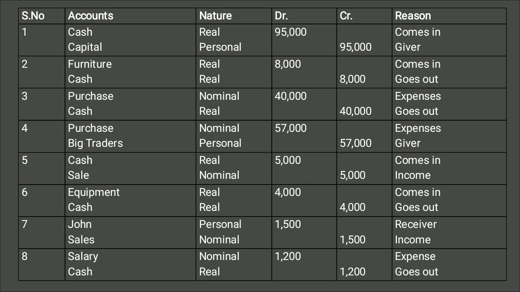Okay. So next we have the second transaction. In the second transaction, again two items were affected. First was furniture and second was cash. So first we have to identify the nature of the account. Sir, furniture, as we have earlier discussed, is a fixed tangible asset, and cash is part of current assets. So both belong to the real account. And what is the rule for real accounts? Debit what comes in, credit what goes out.